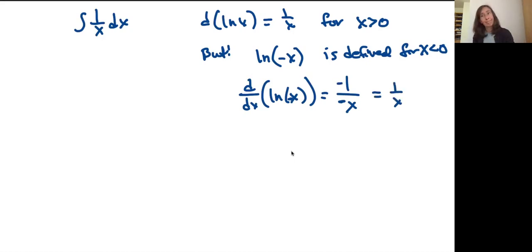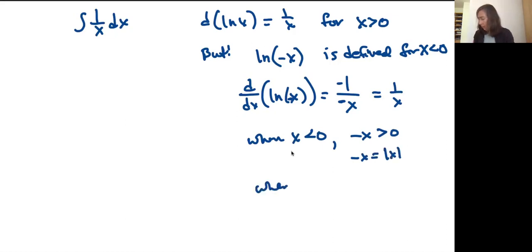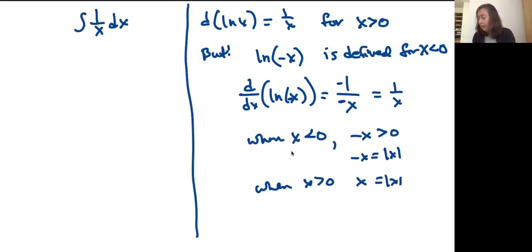And look at that. So when x is less than 0, I just said negative x is greater than 0, and what this means is negative x is the absolute value of x. And when x is greater than 0, just plain x is the absolute value of x. So that gives us our answer here. My answer is the log of the absolute value of x plus a constant.